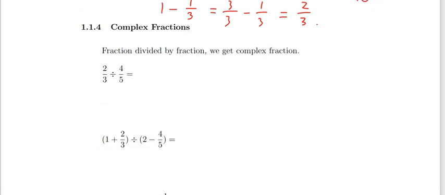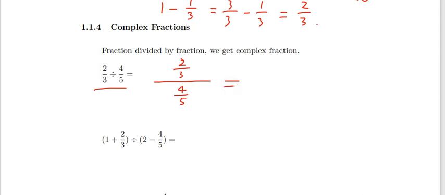Okay, so those are what we call simple fractions. Then we have the complex fraction. A complex fraction is just a fraction divided by a fraction. So this one we can regard as a complex fraction. We can change the division to a fraction, so this is 2 over 3 over 4 over 5, right? For this division, we can change it to multiplication. The other way is to understand it as a complex fraction.